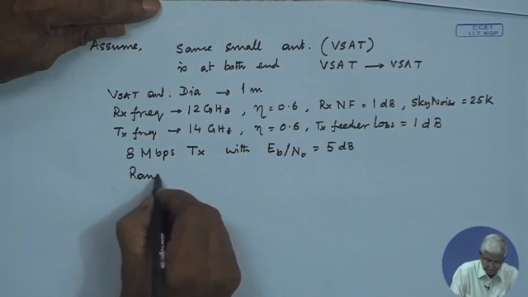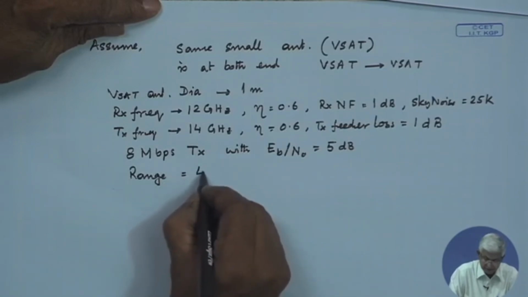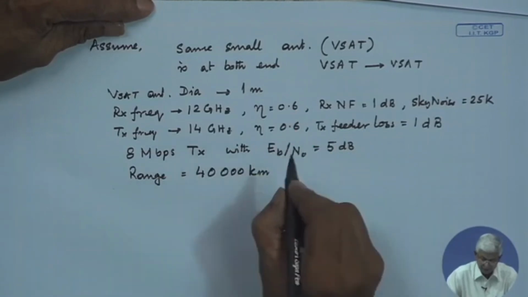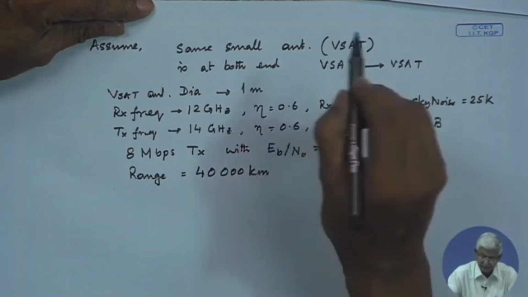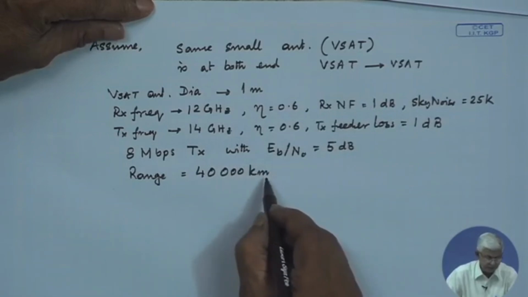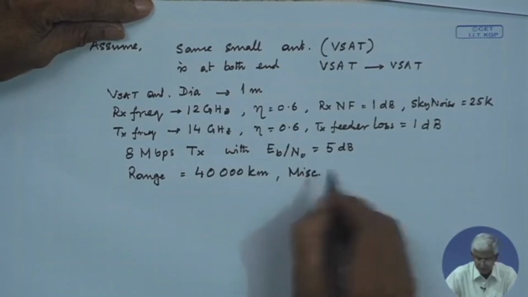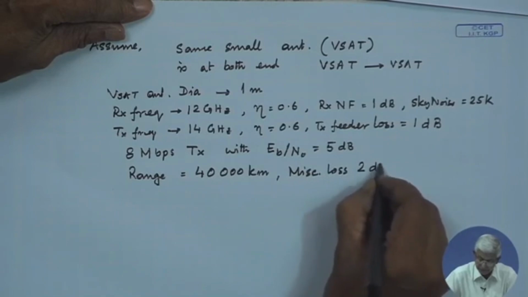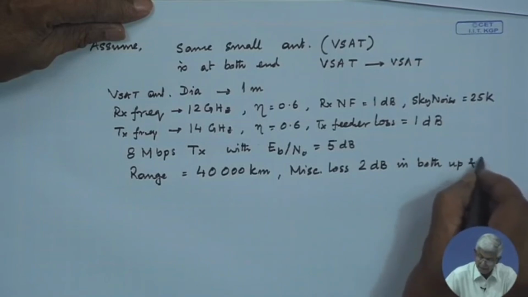Range from VSAT to satellite and back is 40,000 kilometer, both for the transmit side and the receive side. That is, one VSAT is communicating with another VSAT. For both sides, it is roughly about 40,000 kilometer. And miscellaneous loss, which may be due to depointing, due to atmosphere, many other losses that may come, is 2 dB in both uplink and downlink.